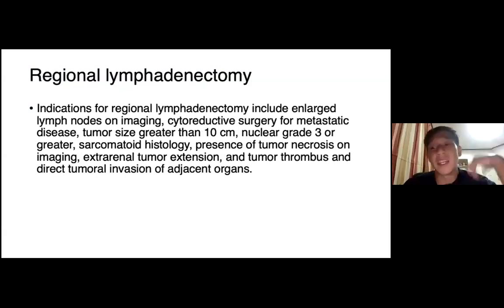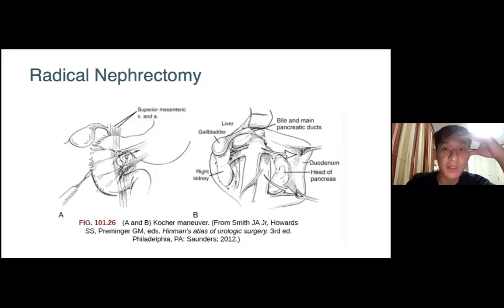So the indications are enlarged lymph nodes on imaging, cytoreductive surgery for metastatic disease, tumor size of greater than 10 cm, nuclear grade of grade 3 or greater, and also sarcomatoid histology. The presence of tumor necrosis on imaging, intrarenal tumor expansion, and tumor thrombus and tumoral invasion of adjacent organs are also indications. So we'll proceed with the procedure.